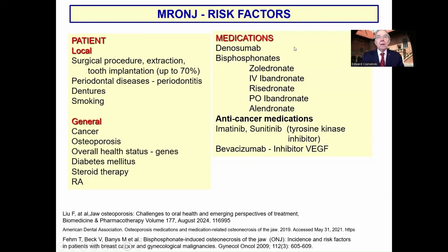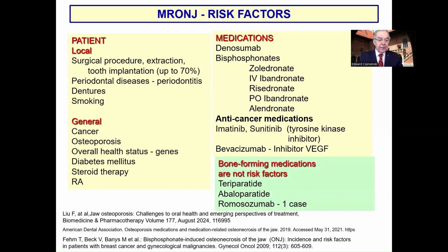Medications, I put them in the order of highest risk, because the more potent the antiresorptive, the higher the risk of ONJ. It is like you are driving your car very fast, so you will reach the goal very quickly, but you put yourself at risk of an accident. So we have in order the denosumab, IV zoledronate, IV ibandronate, risedronate, PO ibandronate, alendronate. And unfortunately also cancer medications, which patients cannot avoid in some cases. So we have imatinib, sunitinib, and bevacizumab. The worst scenario is if the patient is on both.